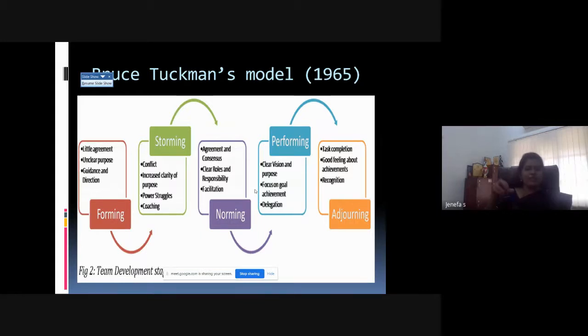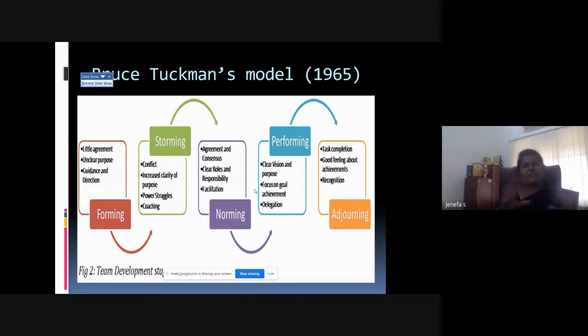They won't have any trust in the other fellow members in the group, right? So that conflict will be there, and we need to be aware of this, take care of this and address this particular issue. Okay, and then the second is there will be somewhat increased clarity of purpose, better than the forming stage, right?